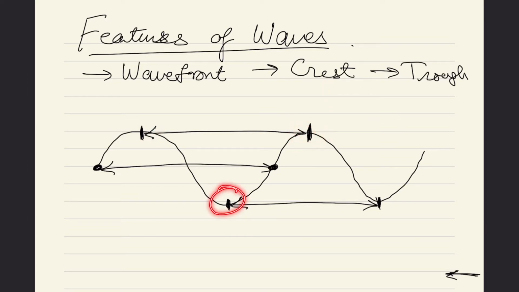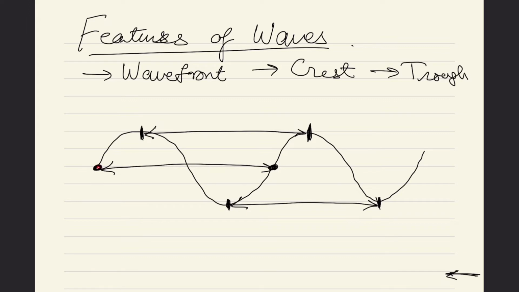And this bottom peak that you are seeing, these are the troughs. So the positive peak is the crest and the negative or the bottom peak is the trough. So the distance between two consecutive crests or the distance between the two consecutive troughs is called the wavelength, or the distance that a wave completes in one cycle is the wavelength.